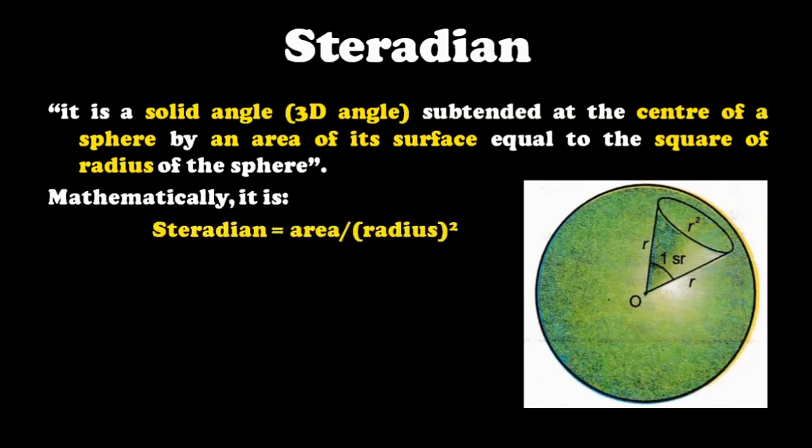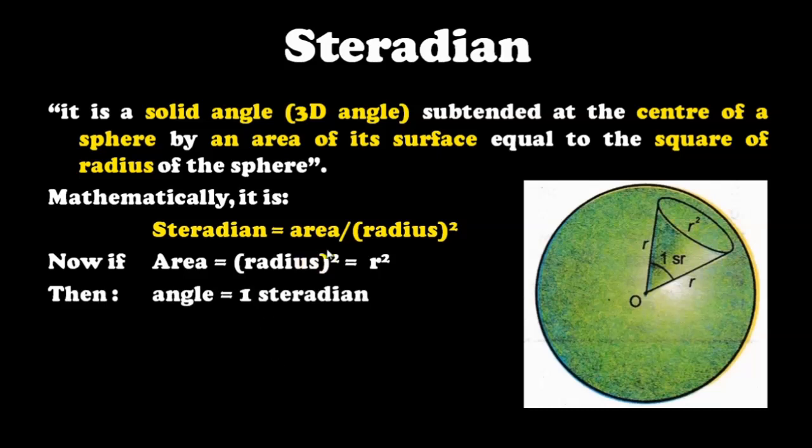Understand? Here, by an area of its surface, we mean the area of R squared, the square of the radius. As we calculated for radian, steradian is equal to area divided by radius squared. Area is equal to radius squared, that is R squared, and the angle is equal to 1 steradian. So 1 steradian is equal to radian squared.